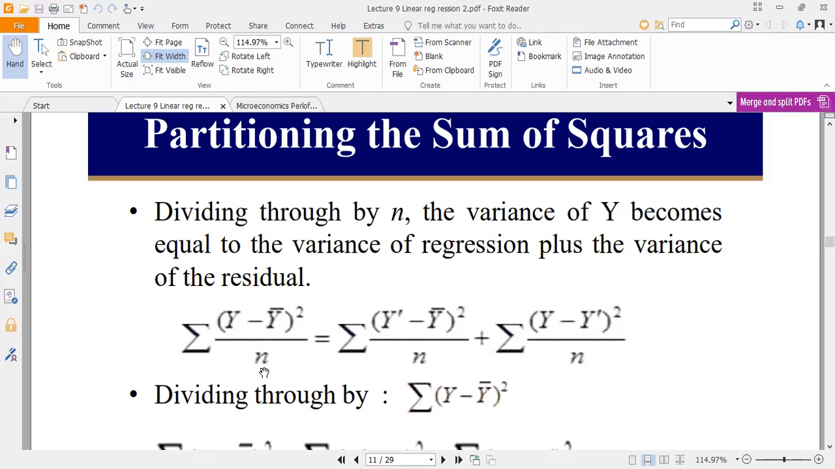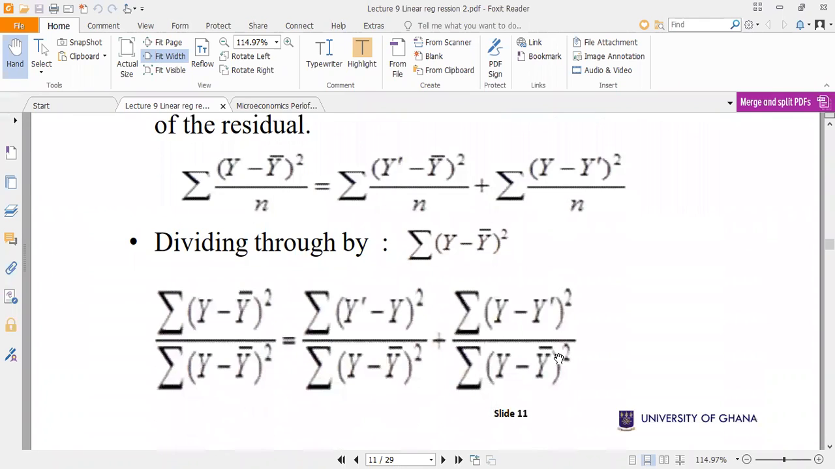But now, if you divide through by n, then you are getting the variance. So the variance of y should be equal to the variance of the regression, the one from the linear part, and then the variance of the error term. So the variance of actual y can be decomposed into two, one from the linear side and the other from the error side.